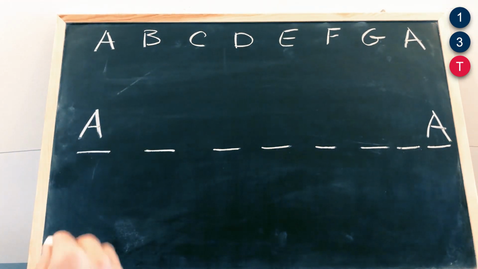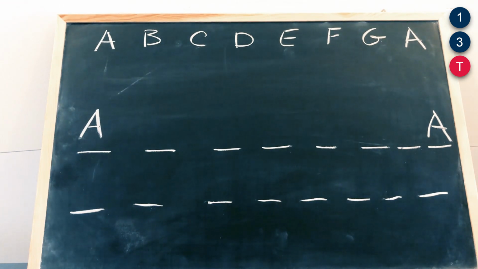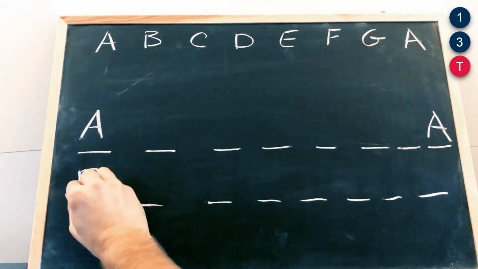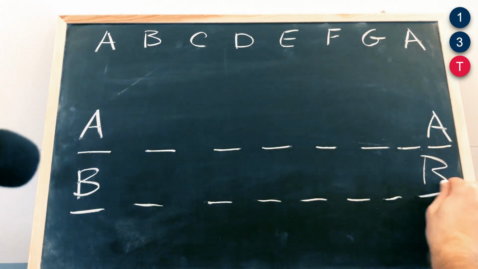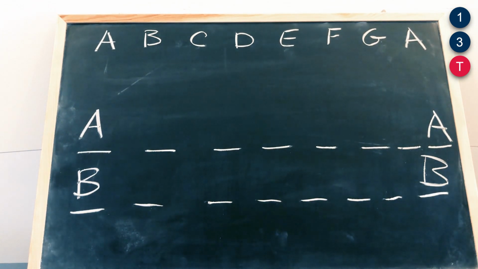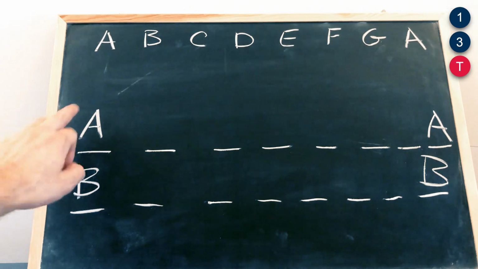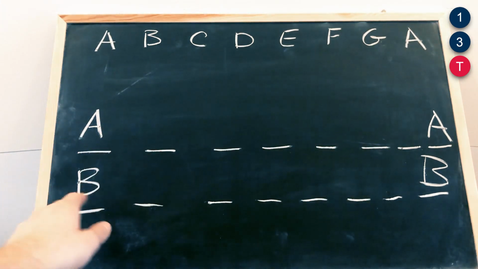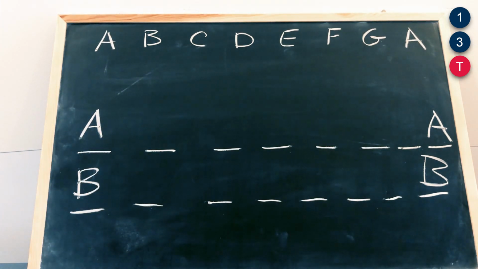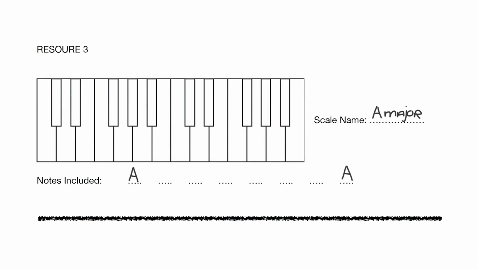Now for the next one, I want you to write down B and B. Okay, and I would like you to continue this process for all of the pianos. So for the A major scale you have A and A, for the B major scale you have B and B, etc. Okay, let me show you an example of what that would look like right now. So the first piano is A major scale, second piano B major scale, third piano C major scale, and we have the first letters filled in.